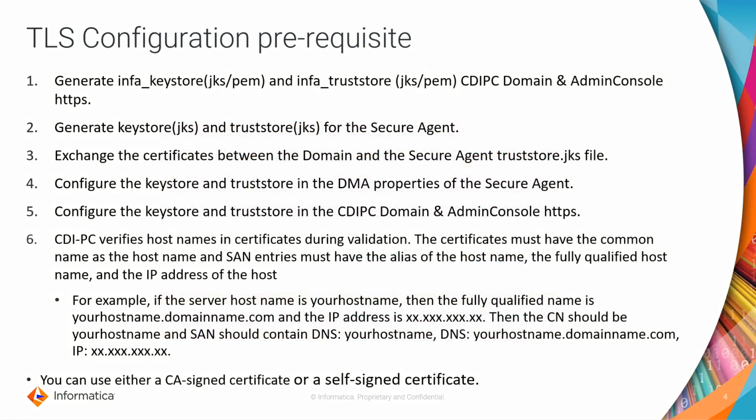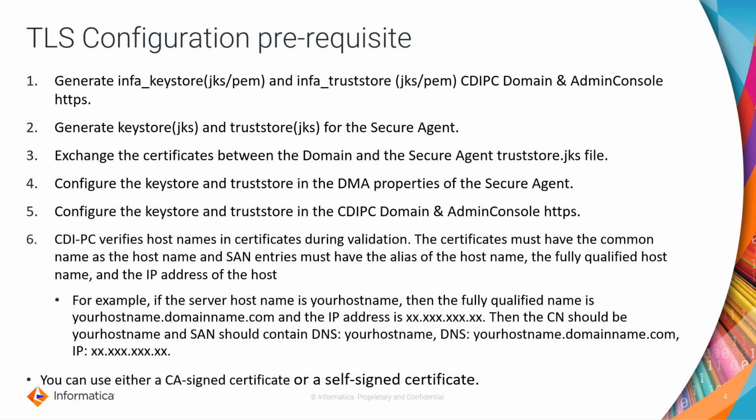TLS configuration prerequisites. Before a user configures a CDI-PC domain, he should make sure he has these files available for the configuration. The first step is to generate Infa keystore JKS, Infa keystore PEM, Infa truststore JKS, and Infa truststore PEM for CDI-PC domain TLS, and Infa keystore.jks can be used for CDI-PC admin console HTTPS.